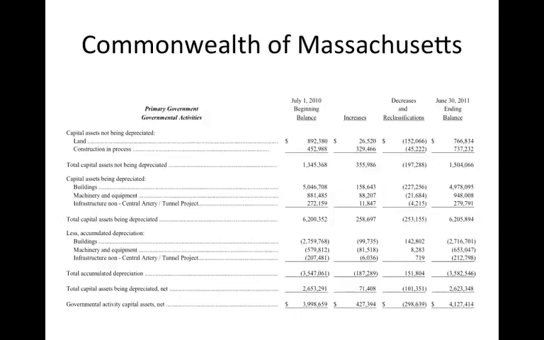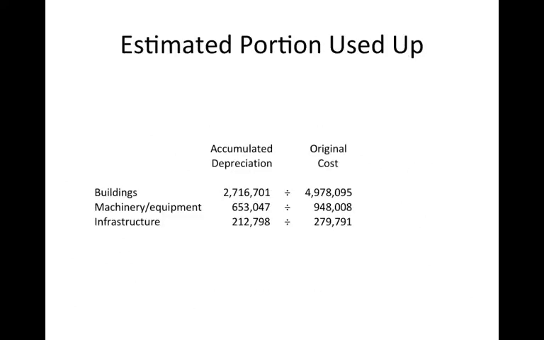There's also valuable information in the note disclosure of changes in capital assets over the period. If you take this information from the current year, looking at the depreciable capital assets, you can get a sense of how old they are on average, or how close they are to needing to be replaced. The way you do that is you divide the accumulated depreciation by the historical cost. That gives you the percentage of the useful life that has been used up.